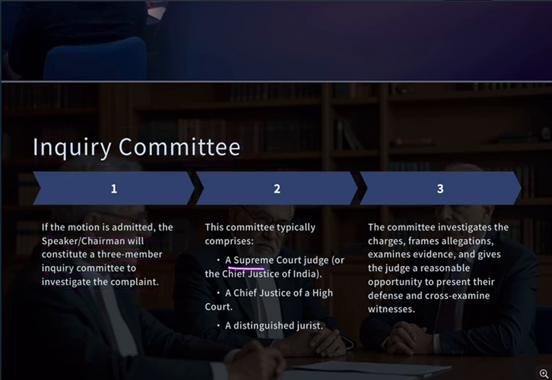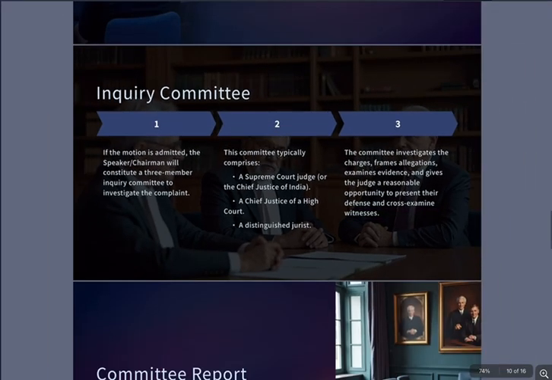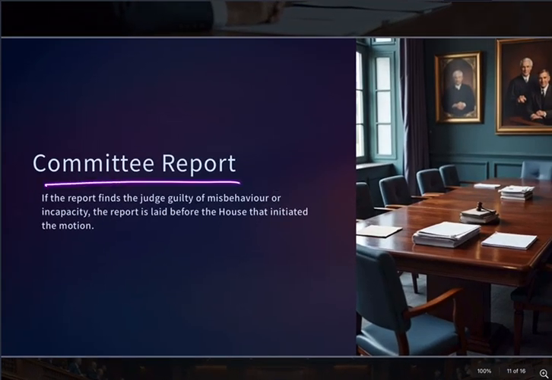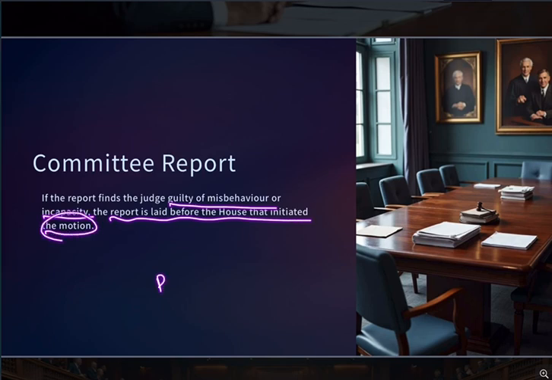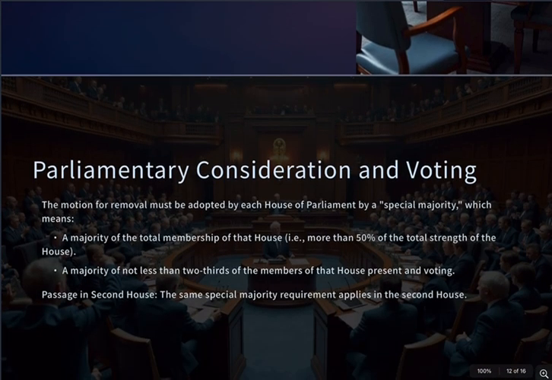This committee will consist of the Chief Justice of India or another Supreme Court judge, a Chief Justice of a High Court, and a distinguished jurist. The committee investigates the charges, frames allegations, examines evidence, and gives the judge a reasonable opportunity to present their defense and cross-examine the witnesses. Next is the committee report. If the committee finds the judge guilty of misbehavior or incapacity, the report is laid before the house that initiated the motion. Let's say the Rajya Sabha initiated and accepted the motion; then this report will be submitted to the Rajya Sabha, which has to take a decision by voting.